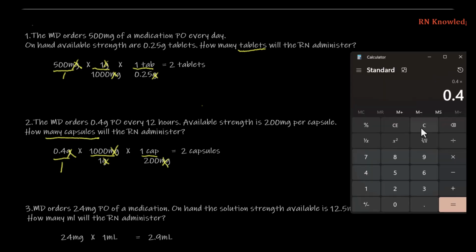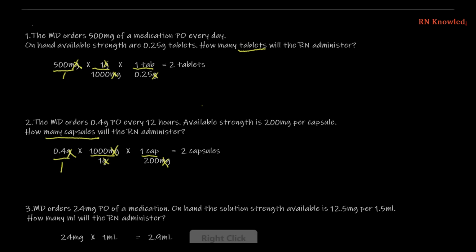Next, we multiply across. 0.4 times 1,000 times 1 is 1,000, divided by 200 gives us 2. So the RN will administer 2 capsules.